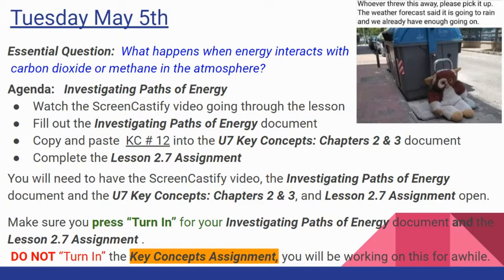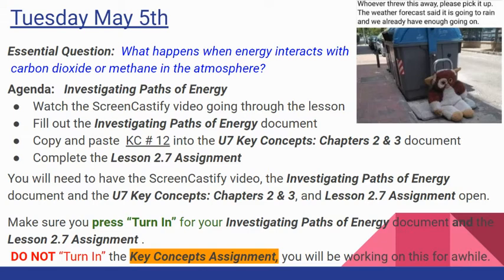So our agenda is going to be to watch the Screencastify video going through the lesson. That's what you're watching right now. You are going to fill out the Investigating Paths of Energy document. You're going to copy and paste key concept number 12 into the Unit 7 Key Concepts Chapters 2 and 3 document. You're going to complete the Lesson 2.7 assignment.